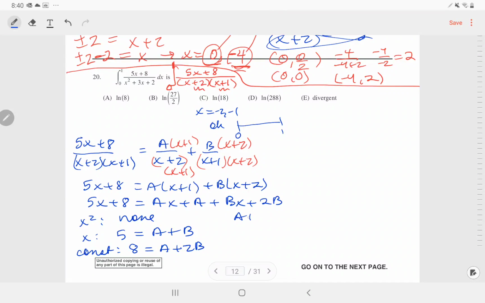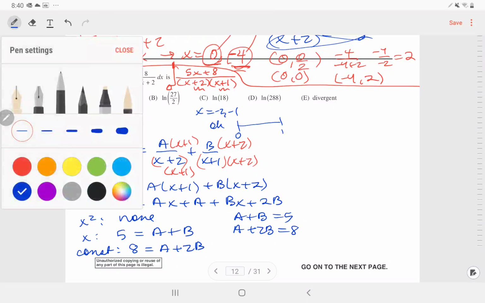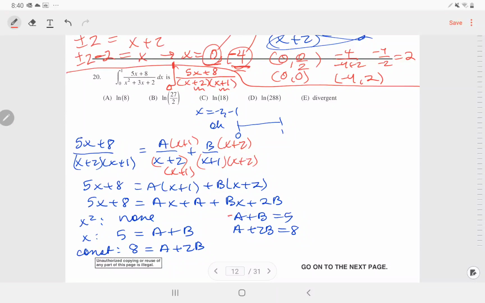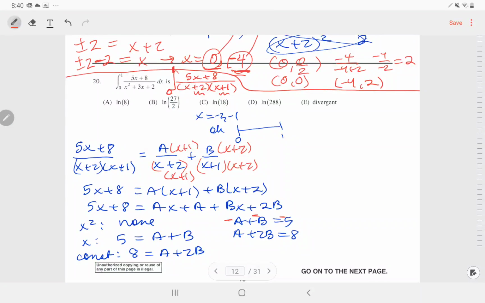And then I need to solve the system. So A plus B equals 5, and A plus 2B equals 8. Let's distribute a negative on the top or the bottom to get rid of the A's. So you add them, and you get 1B equals 3. And now that B equals 3, you can substitute that in, and that's 5 equals A plus 3. So A equals 2. So A is 2, B is 3.